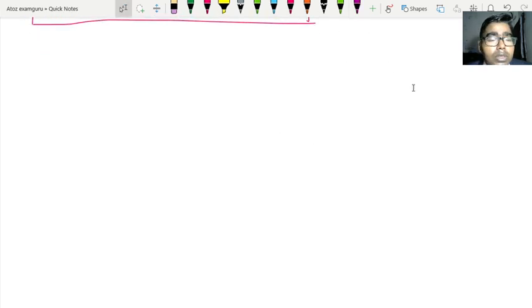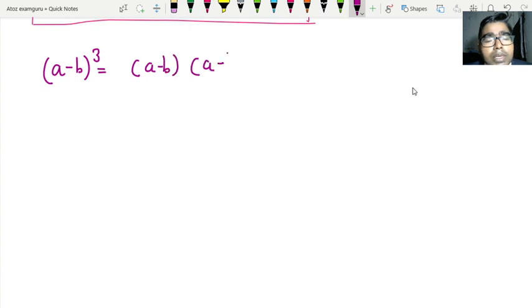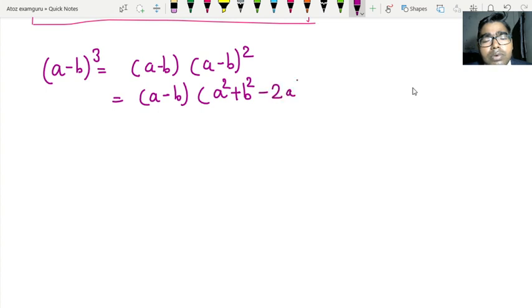So the next formula is a minus b whole cube. You can write it as a minus b into a minus b whole square, right friends? So it becomes a minus b, and you can write it as a square plus b square minus twice of ab. And if you multiply like the previous formula, then a will be multiplied with this a square plus b square minus twice of ab.